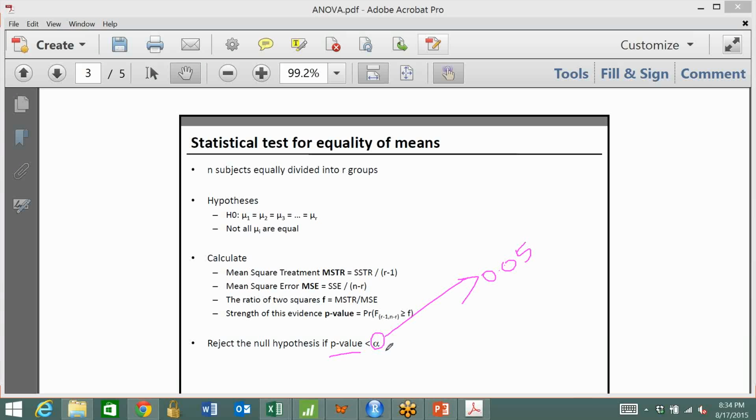So if p is less than alpha, you say p low. If p low, null go. That means you're going to reject the null hypothesis. And if you reject the null hypothesis, you'll go ahead with the alternate hypothesis. You say not all means are equal.